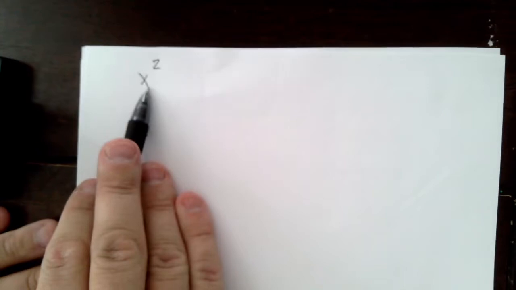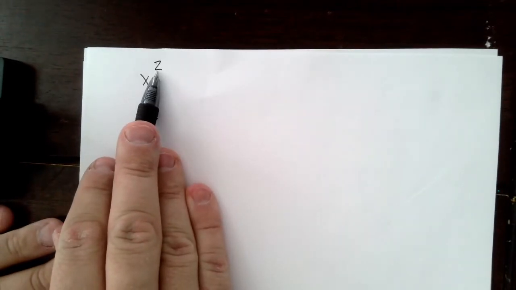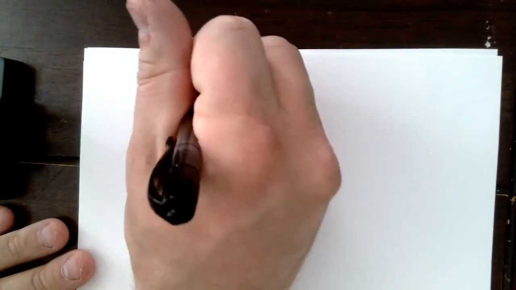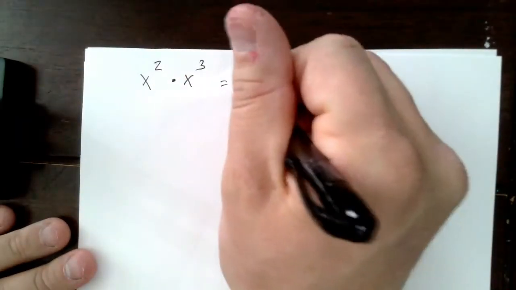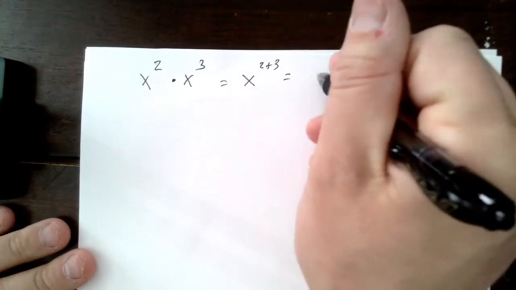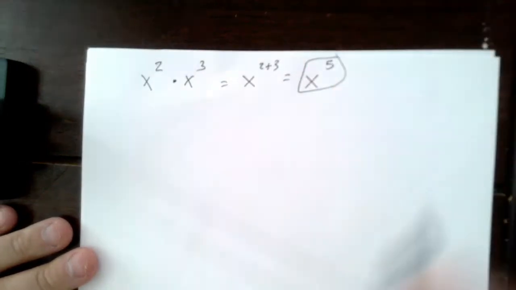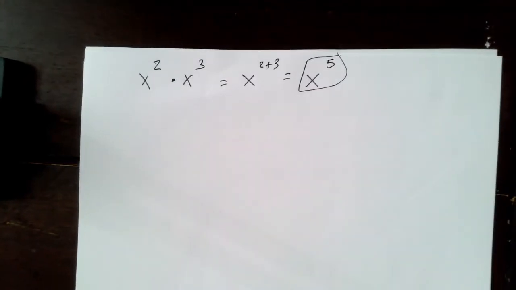Now, in order to better demonstrate this, we have to talk about a base and an exponent, exactly what they are, before we get to our homework here. So if I have x to the 2nd, x is considered the base, 2 is the exponent. Okay, so if I have x squared times x cubed, that equals x to the 2 plus 3, which is x to the 5th. You add together the exponents, okay?